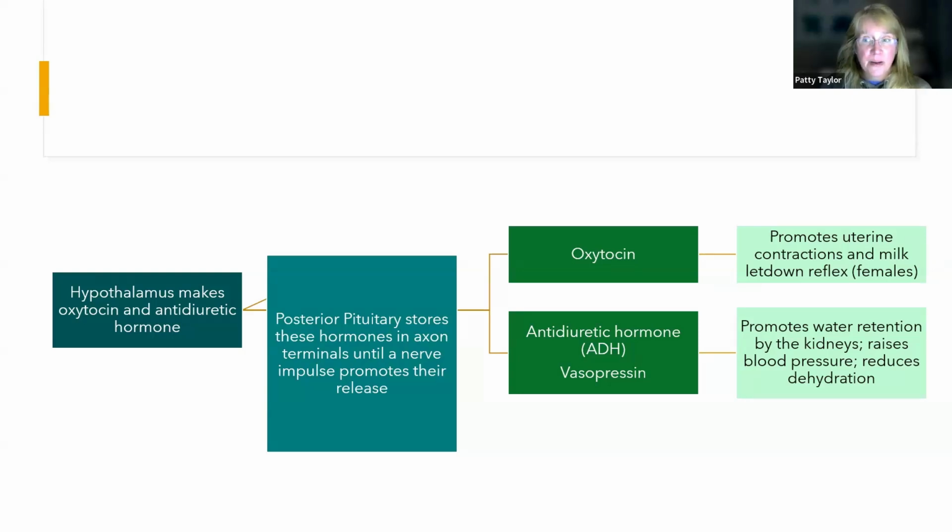Now, antidiuretic hormone is against diuresis. Diuresis is urine formation. So if you're against urine formation, you are in favor of retaining water. So this particular hormone promotes water retention by the kidney. If you retain water, you're going to increase blood pressure. This one also reduces dehydration. Interesting little tidbit about this one. Alcohol inhibits ADH, so that's why we urinate frequently when we're drinking alcohol. It promotes dehydration, and it also causes us to lose those fluids as urine.